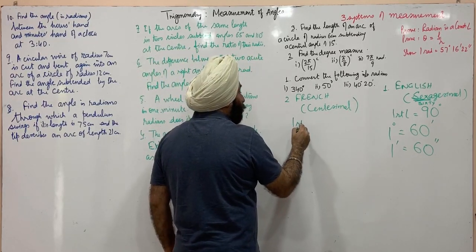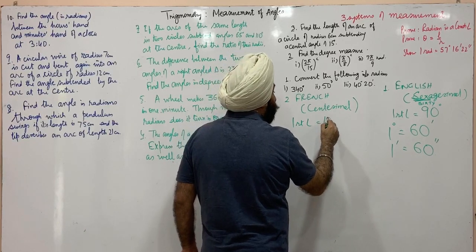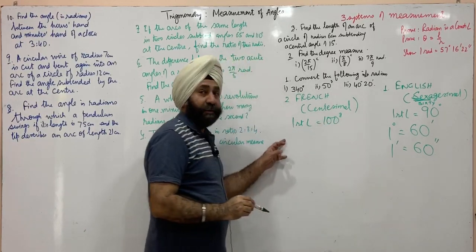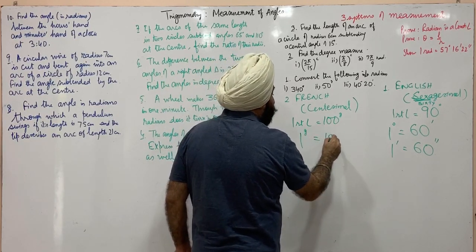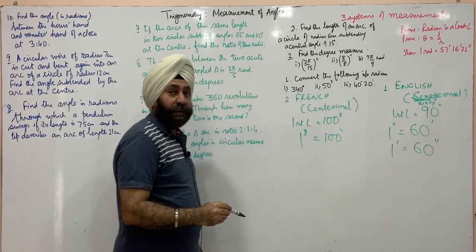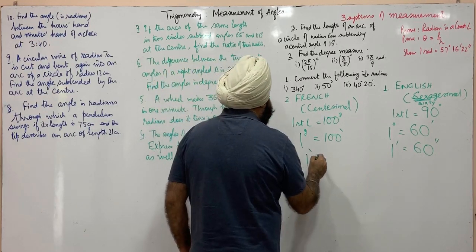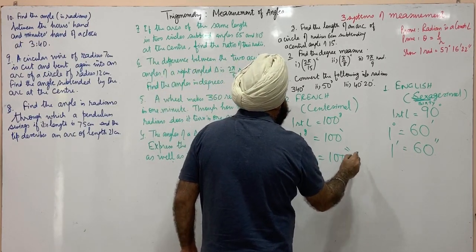French system or the centesimal system. Here, one right angle is 100 grades. The unit of measurement is a grade here. One grade is further divided into 100 French minutes, and each French minute is equal to 100 French seconds.